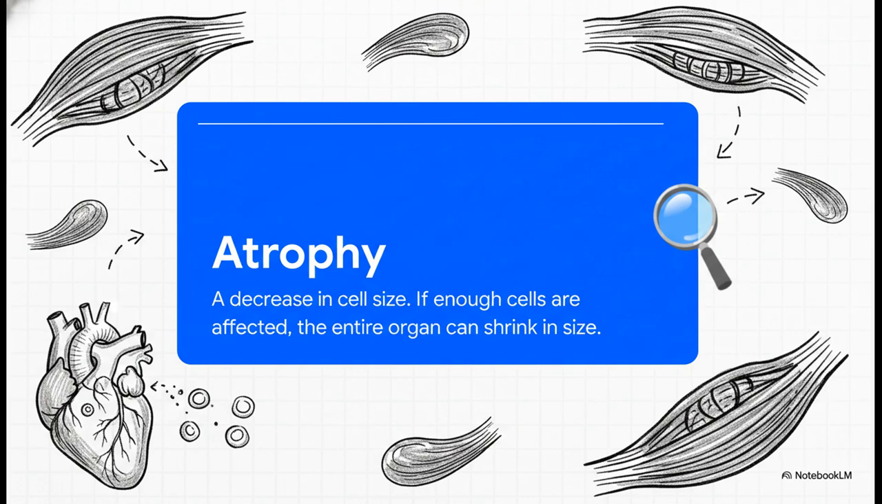Okay, first up is atrophy. This is when cells shrink down. It's basically a survival strategy to save energy. If a muscle isn't being used or an organ isn't getting enough blood, the cells just shrink down to lower their needs. They're trying to fly under the radar.